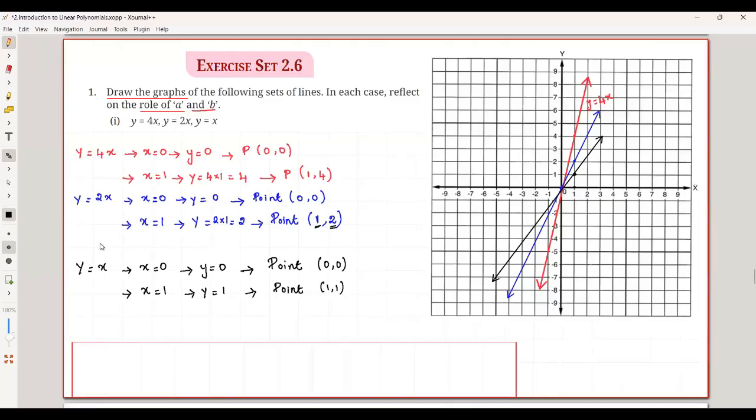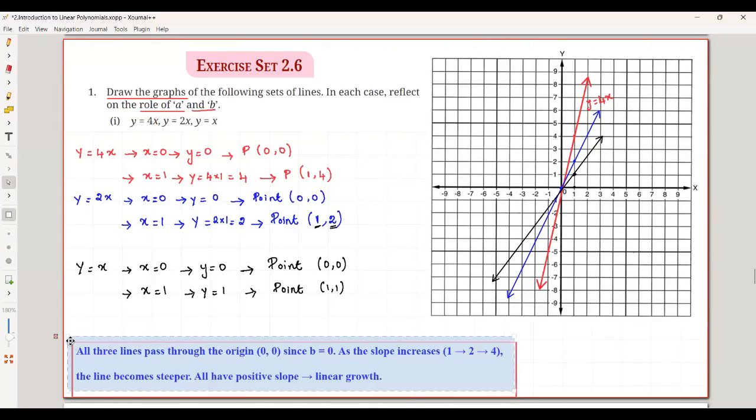So everywhere A is greater than 0. If A is greater than 0, you will be getting linear growth. It's going from left to right, going up. So linear growth we can say. So what about the B value? Everywhere B is 0. B is 0 means the straight line should pass through the origin. So everywhere it is passing through the origin. That is the role of A and B, we can say.